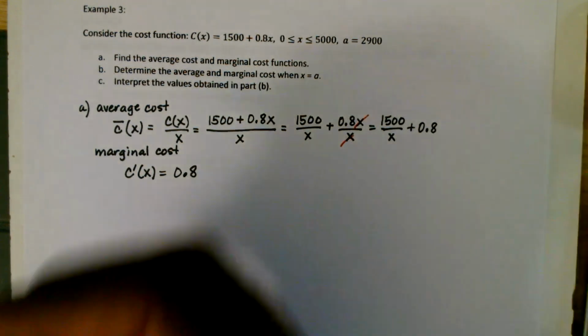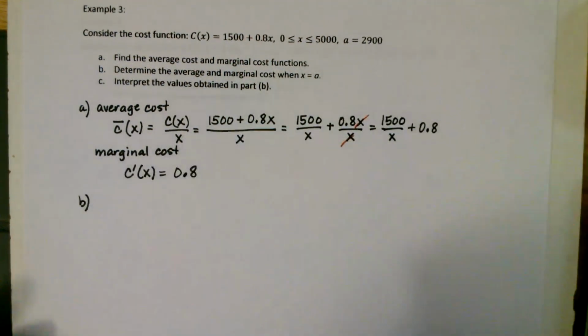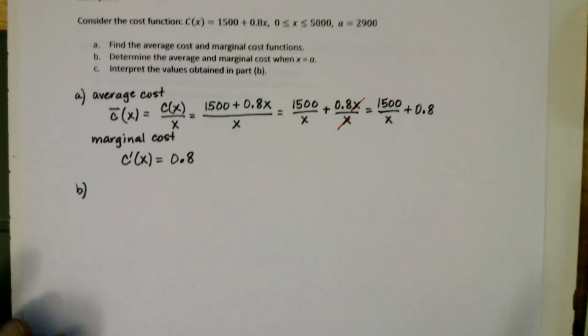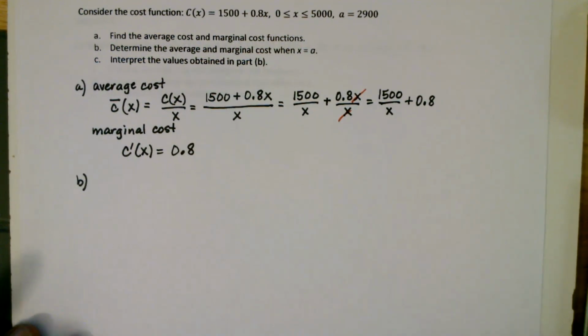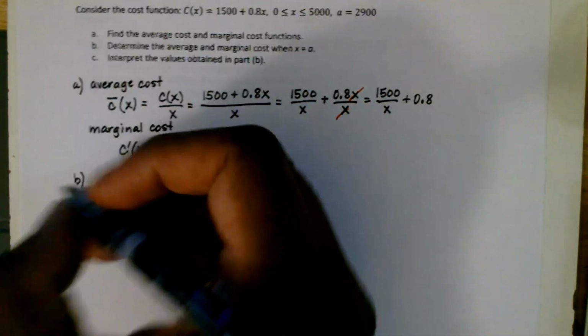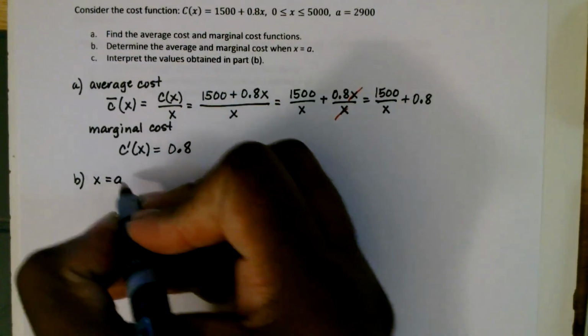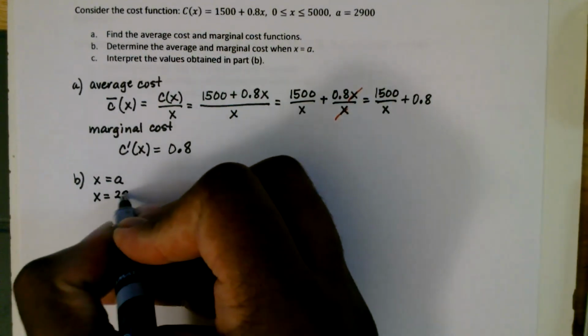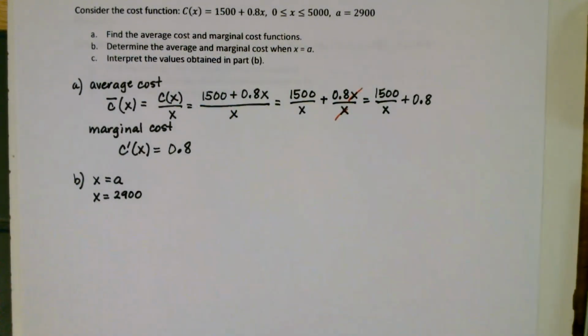Part B. In this case, we want to determine the average and marginal cost when x is equal to a. Determine the average and marginal cost when x is equal to a. Well, let's say x is equal to a, and a is 2,900. So that means just substitute the a with 2,900. So x is equal to 2,900.